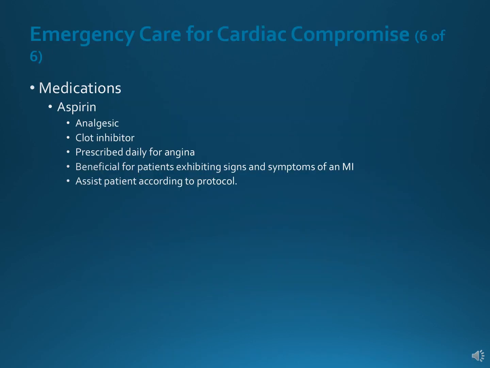Okay, aspirin, which is an analgesic and a clot inhibitor. It's prescribed daily for angina and is beneficial for patients exhibiting signs and symptoms of an MI. You can assist the patient according to your local protocols with this. Again, 324 milligrams is the dose. So on that Bayer aspirin on the slide before, that was 81 milligrams per tablet, so you'd need 4 of those, and they can chew them right up.